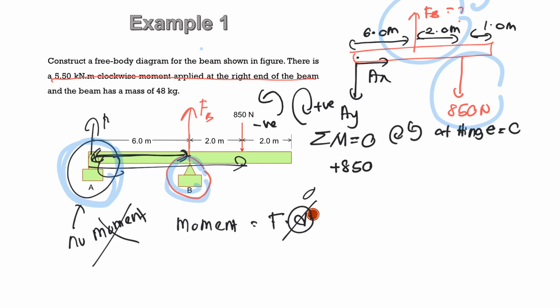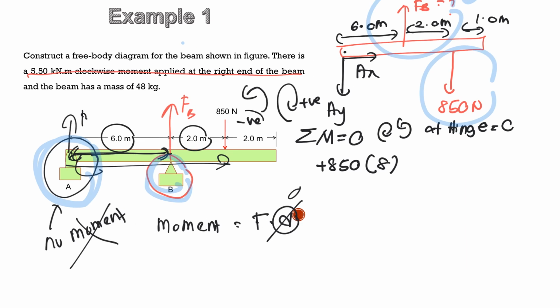Moment means you need to multiply with the level arm. So 850 multiplied with the level arm, which is 2 and 6, so it's going to get 8. How about FB? Is it moving clockwise or anti-clockwise? It moves anti-clockwise, so it's negative FB. And the level arm is 6 meters. Equals to 0, which means we want to find the FB value that makes sure the beam is in equilibrium for clockwise and anti-clockwise.